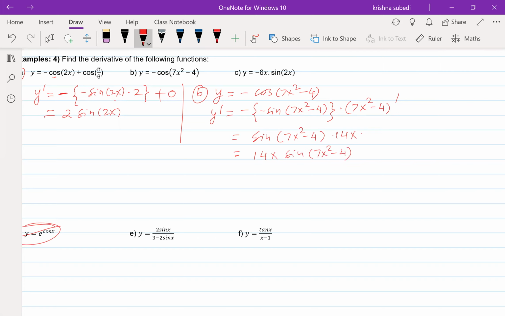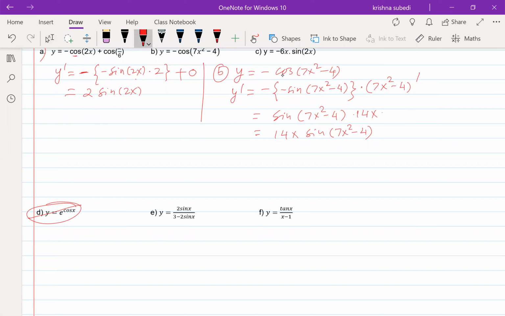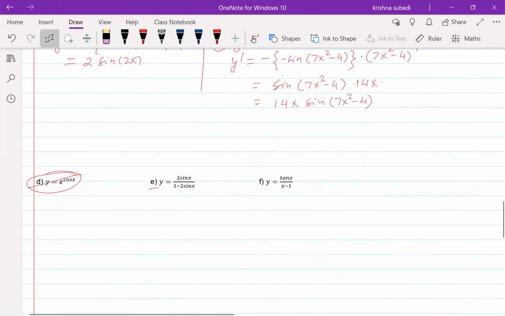And let's do one more, part E or F. I'm not sure which one you want to try. Maybe E would be interesting, I think. Let's try part E. y equals, let me just copy the question, 2 sine x over 3 minus 2 sine x.